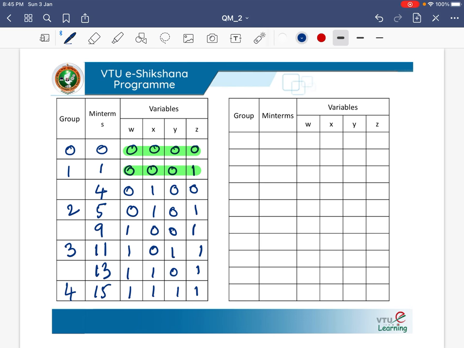We can write it as group number 0, and the min terms 0 and 1 can be combined together, and we get the variables as 0, 0, 0 and dash. Where there is a change in the position, that is indicated by a dash. Remaining all will be as it is. Here 3 zeros, here 3 zeros, means these are the same. Therefore, here also those 3 are indicated, and 0 and 1 can be combined. Similarly, we have to check for such conditions. When such conditions are satisfied, then we combine those min terms.